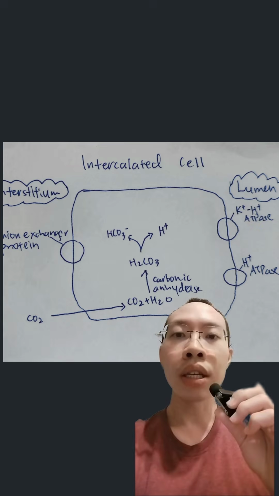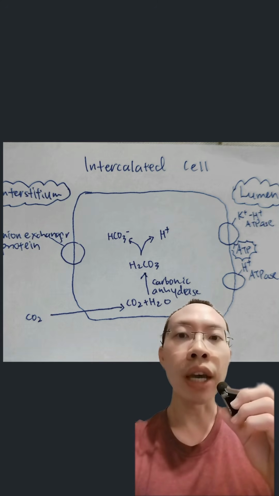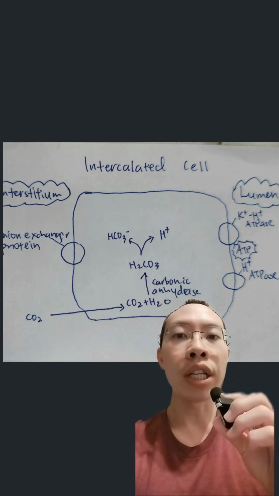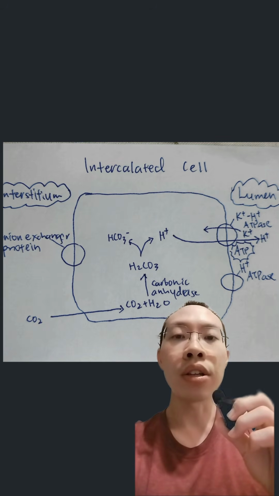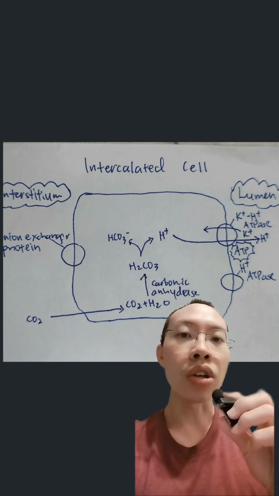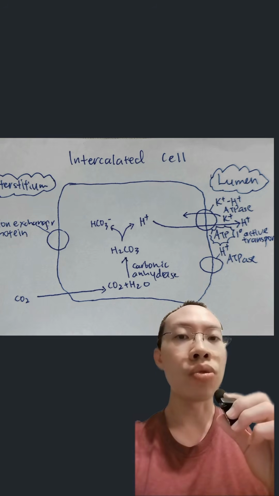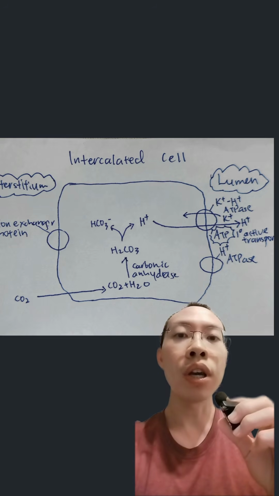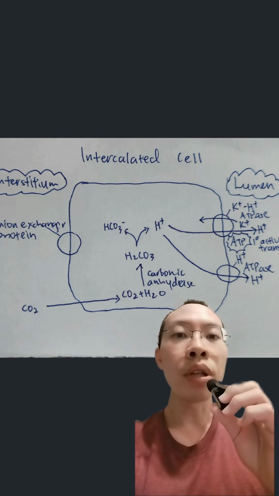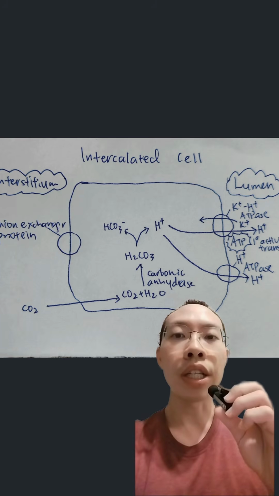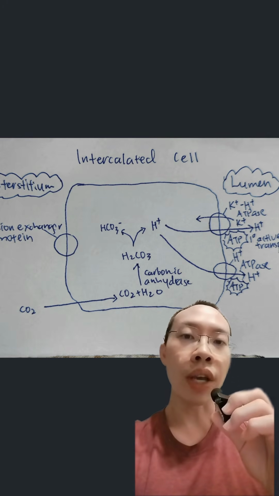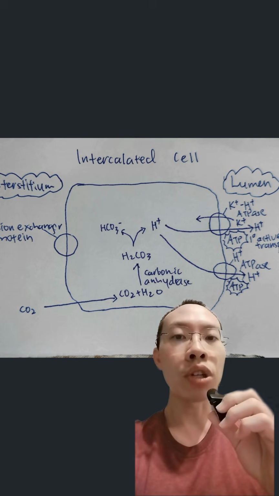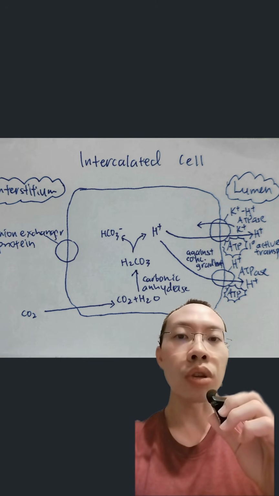In the intercalated cell, however, there is the primary use of the ATP molecule by the potassium-hydrogen ATPase, causing the pumping of potassium ion into the cell while hydrogen ion is secreted into the lumen against the concentration gradient, and that is why it is regarded as a form of primary active transport. The active secretion of luminal hydrogen ion by the hydrogen ATPase is also a form of primary active transport due to the direct use of ATP molecule and the pumping of hydrogen ion into the lumen against the concentration gradient.